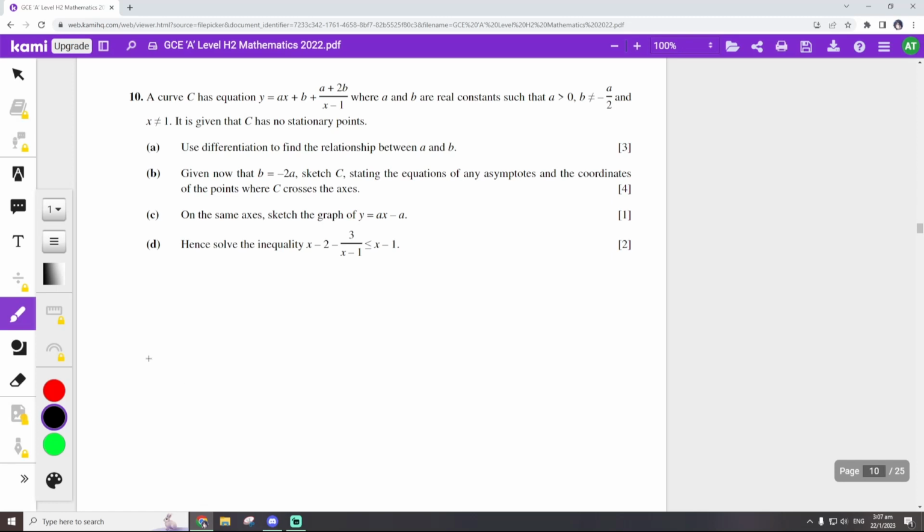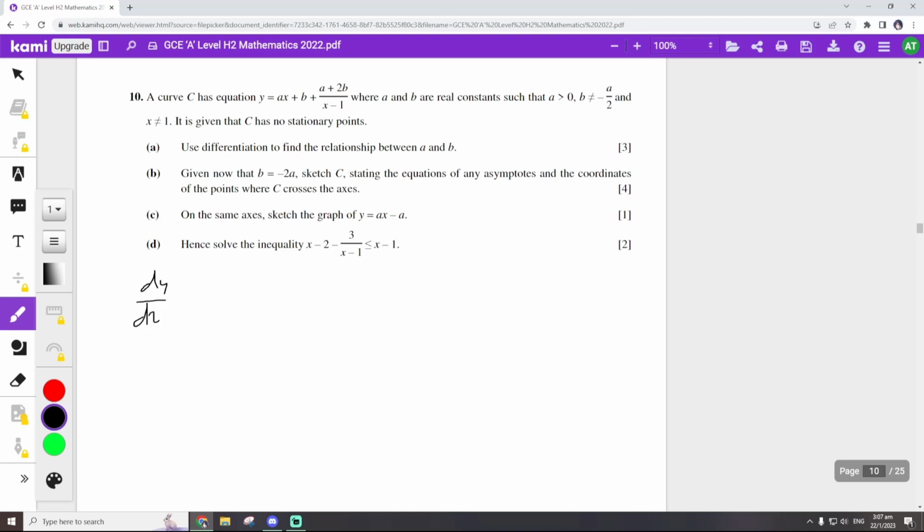Question 10. A curve C has this equation: y equals (ax plus b) over (x minus 1) plus a plus 2b, where a and b are real constants, a is greater than 0, b is not negative a over 2, and x is not 1. It's given that C doesn't have a stationary point. Use differentiation to find a relationship between a and b.